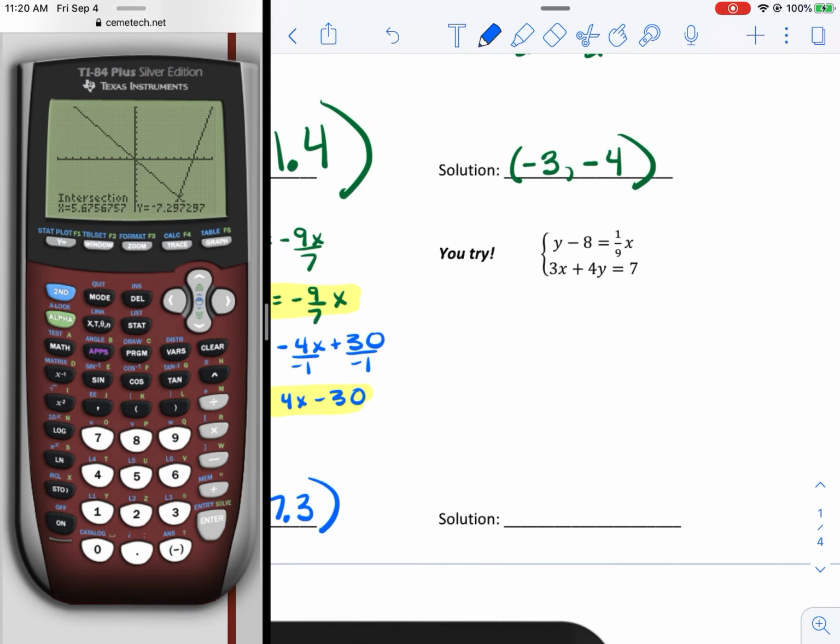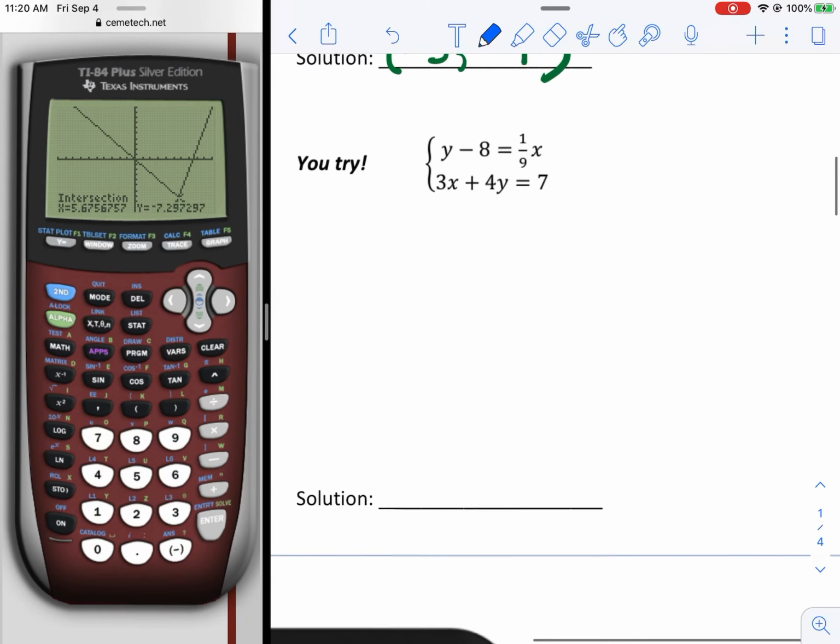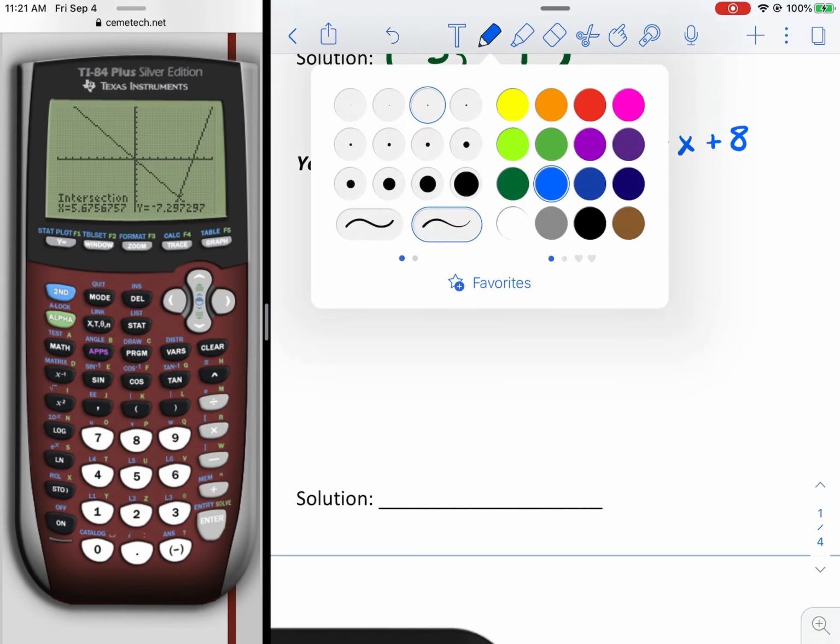So if you want to pause the video and try the last one, you can. Okay, but if you need me to do one more with you, I'll go ahead and talk about this last one. So again, we need to solve for y. So for this one, I'm just going to move that 8 to the other side. So I have 1/9 x plus 8. I'm going to type that into y1.